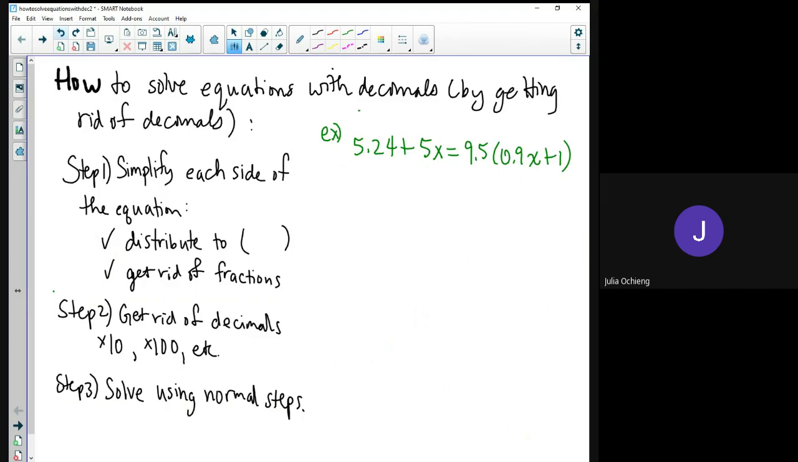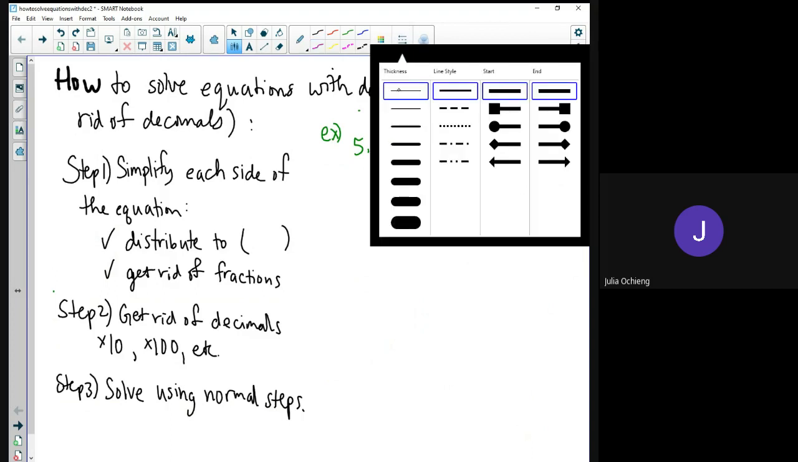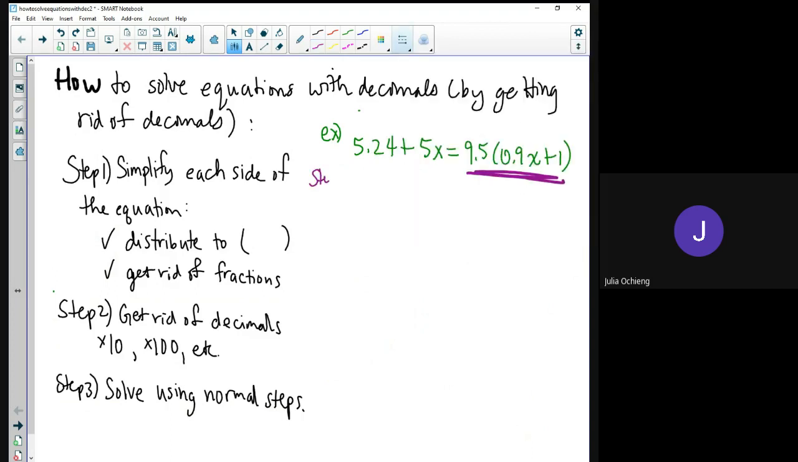So here there are no fractions, but there is parentheses. So let's actually just mark that off. This is what I'm going to simplify for step 1, okay? Step 1, I'm going to distribute to make it easy. Now, again, you don't have to do this. I will actually show you a different way to do the same problem later.